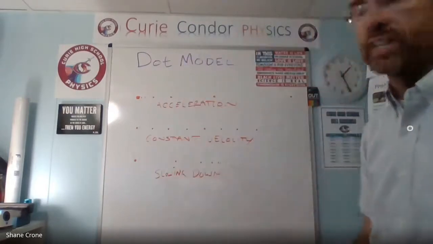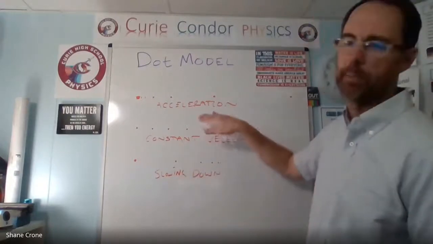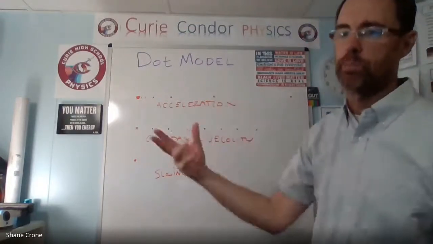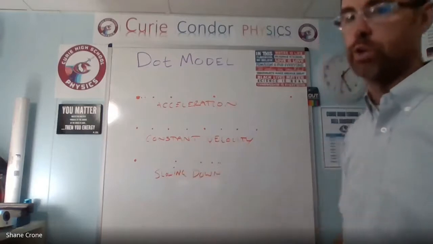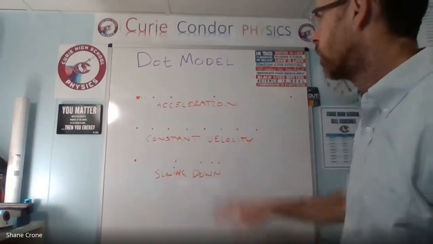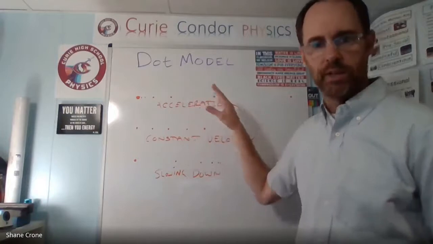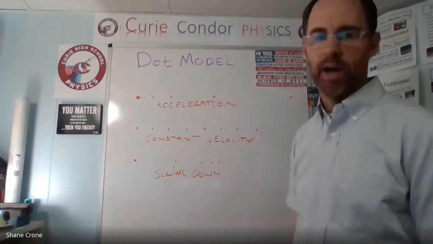Or if you want a fancier word, it's called deceleration. Deceleration is the opposite of acceleration. Acceleration means to increase your speed or velocity. Deceleration means to reduce your speed or your velocity. So we'll see all of these in the lab that we're going to do. But this is the basic idea behind the dot model.